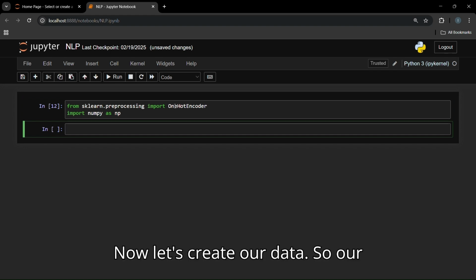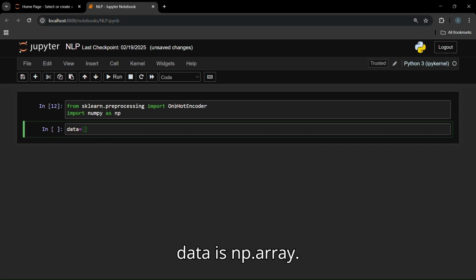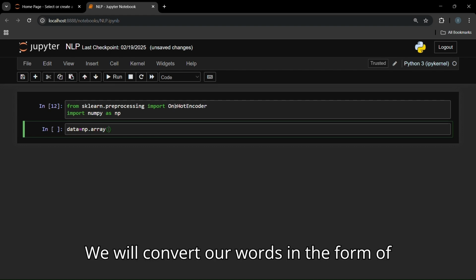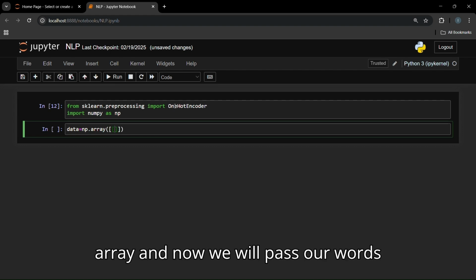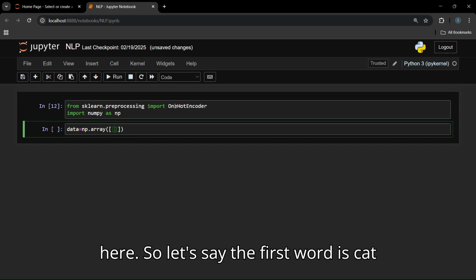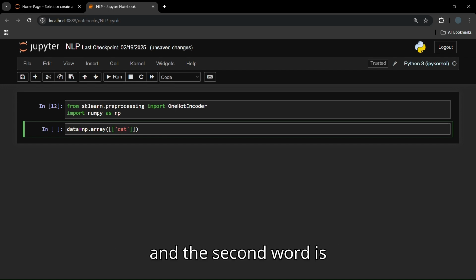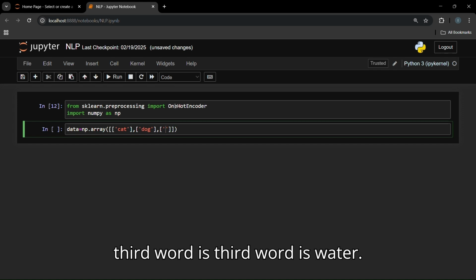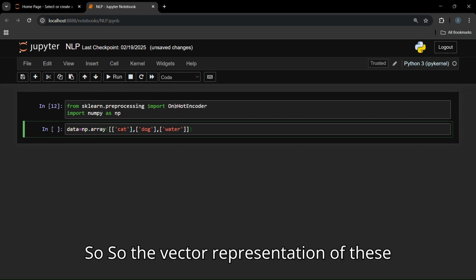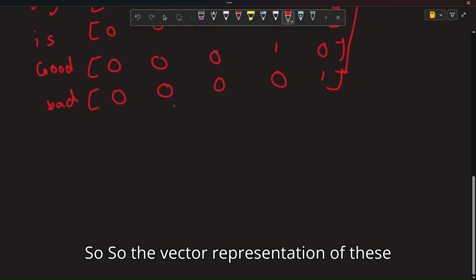Now let's create our data. So our data is np dot array. We will convert our words into an array, and now we will pass our words here. So let's say the first word is cat, the second word is dog, and the third word is water. So the vector representation of these three words.